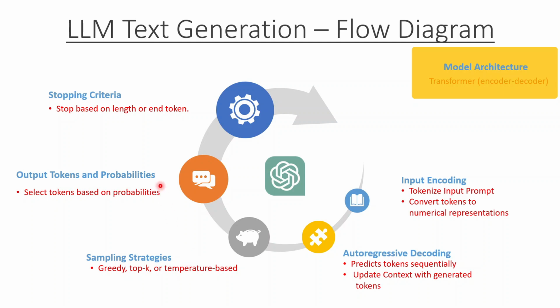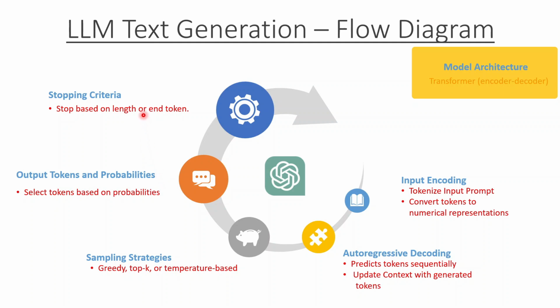The fourth one, output tokens and probabilities. At each decoding step, the model produces a probability distribution over all possible tokens. The token selection is based on the probabilities, which reflect the model's learned language patterns and context. The model balances between exploiting high probability tokens and exploring less likely ones.